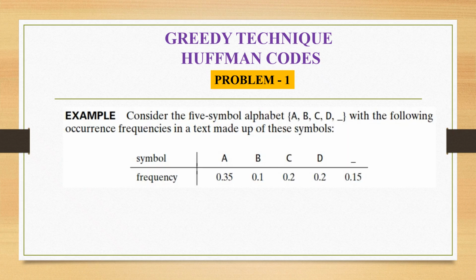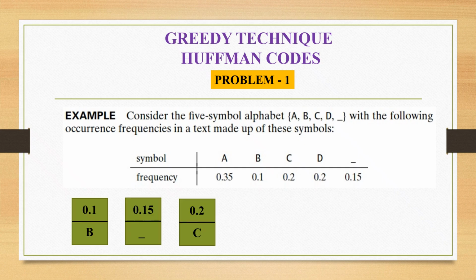So we will see a problem. We have taken an example of A, B, C, D, hyphen. They have given the frequencies; if not given, you have to calculate the frequency as the number of occurrences divided by the total number of occurrences. They have given us 0.35, 0.1, 0.2, 0.2, 0.15. We are going to construct a Huffman coding tree. First, we arrange the given characters in ascending order of frequency. I have arranged it in ascending order.